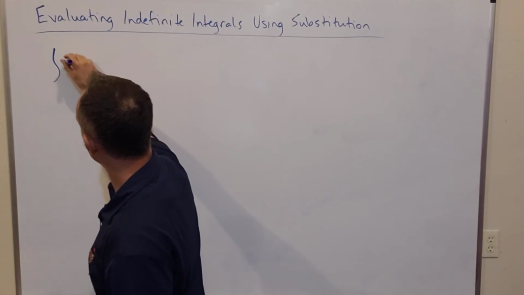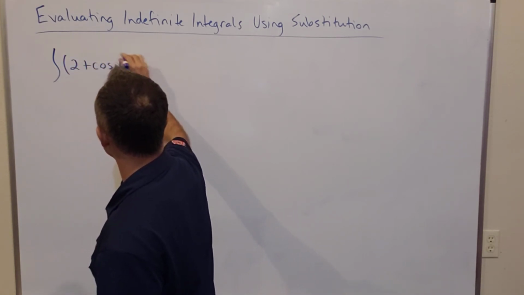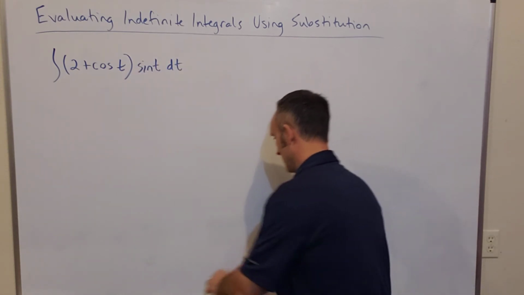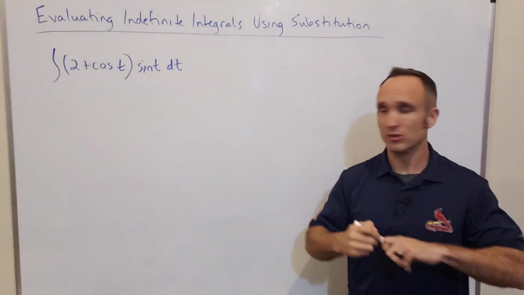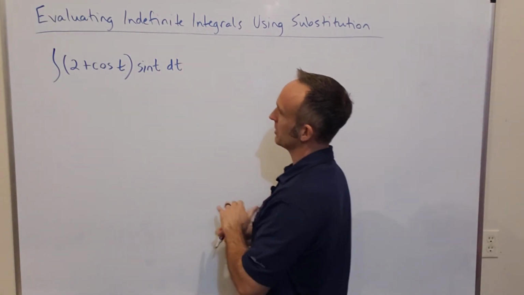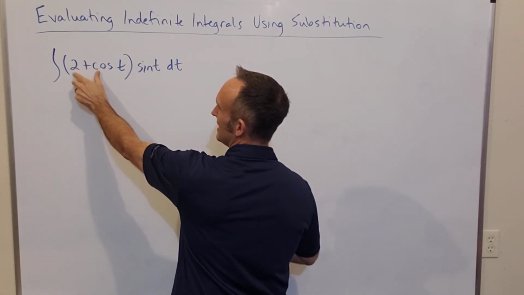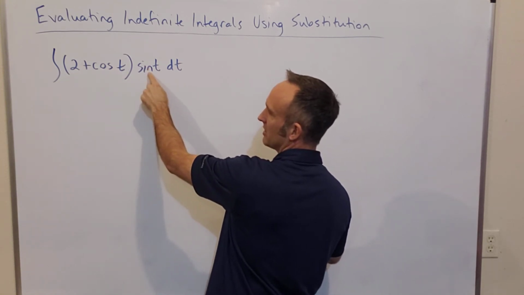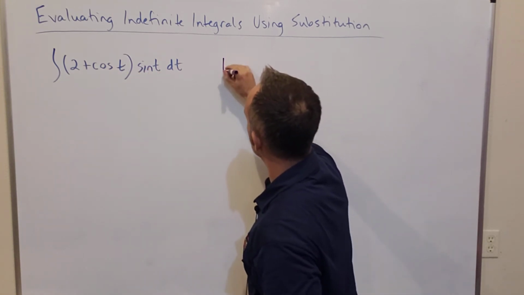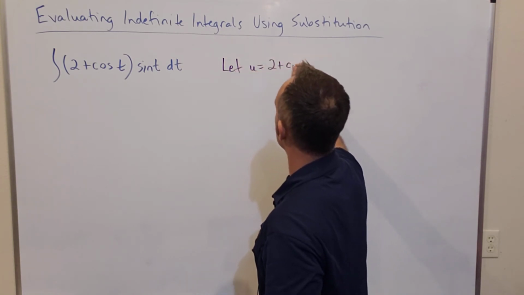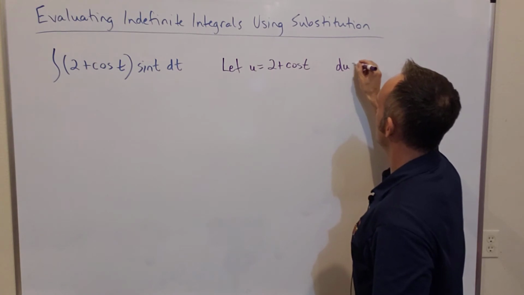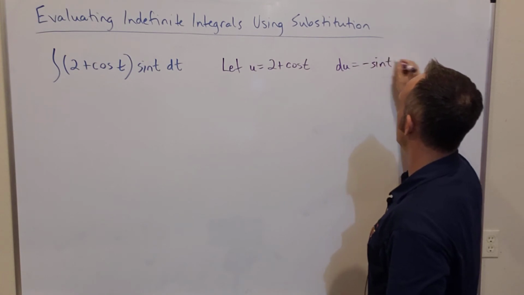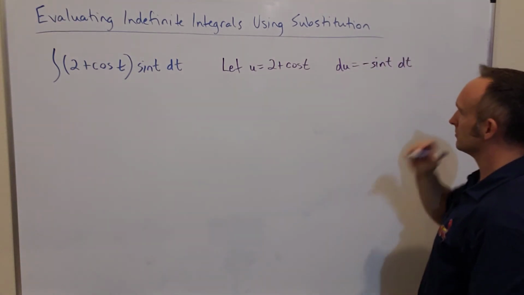So the integral of 2 plus cosine t times sine t dt. Maybe pause and try to work some of these on your own before I run through them. In this case, I'm going to let u be 2 plus cosine t, because if I differentiate, the 2 turns to 0 and cosine turns to a sine. So this sine could be absorbed in the derivative piece. So I'll let u equal 2 plus cos t. Differentiating, I get du equals 0 minus sine t, so I just get negative sine t dt, okay?